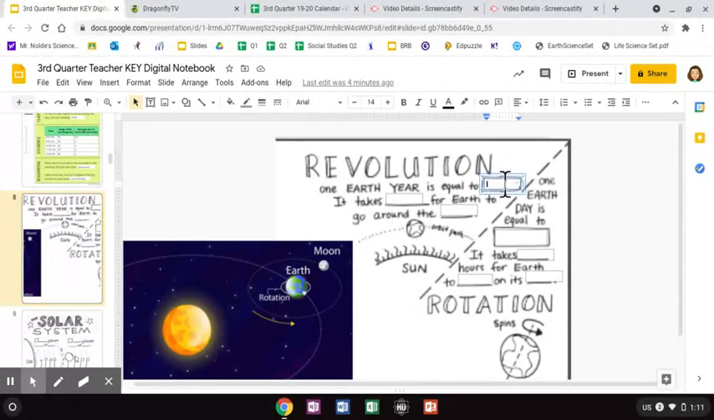Our year is equal to 365 days. And so it takes 1 year, it takes 365 days for Earth to go around the sun. So that is what determines the length of a year for us and for every other planet: how long does it take that planet to make one complete revolution around the sun.